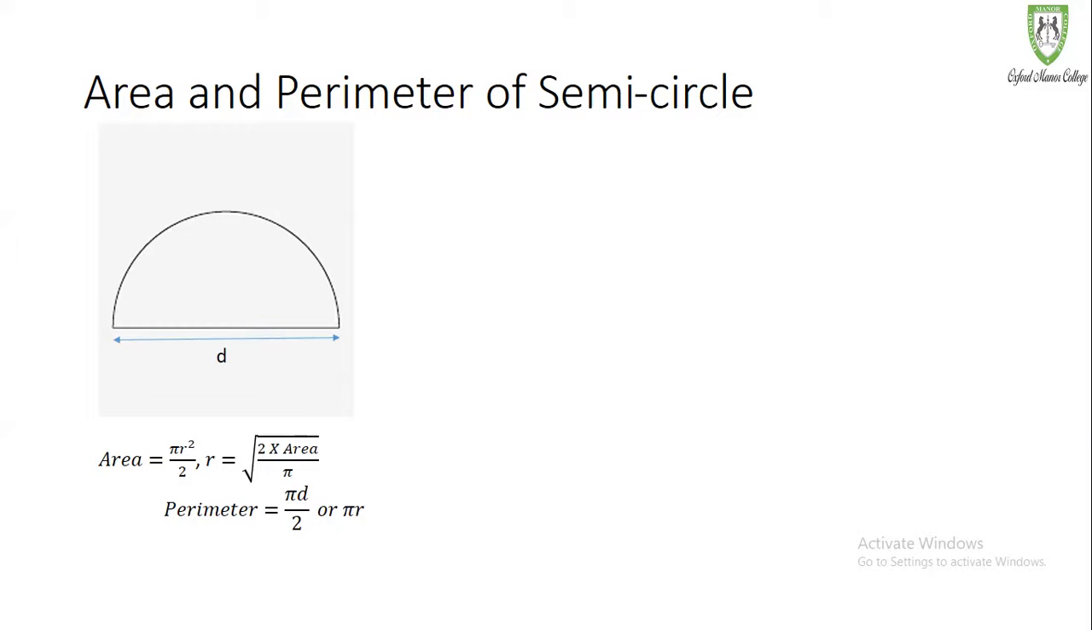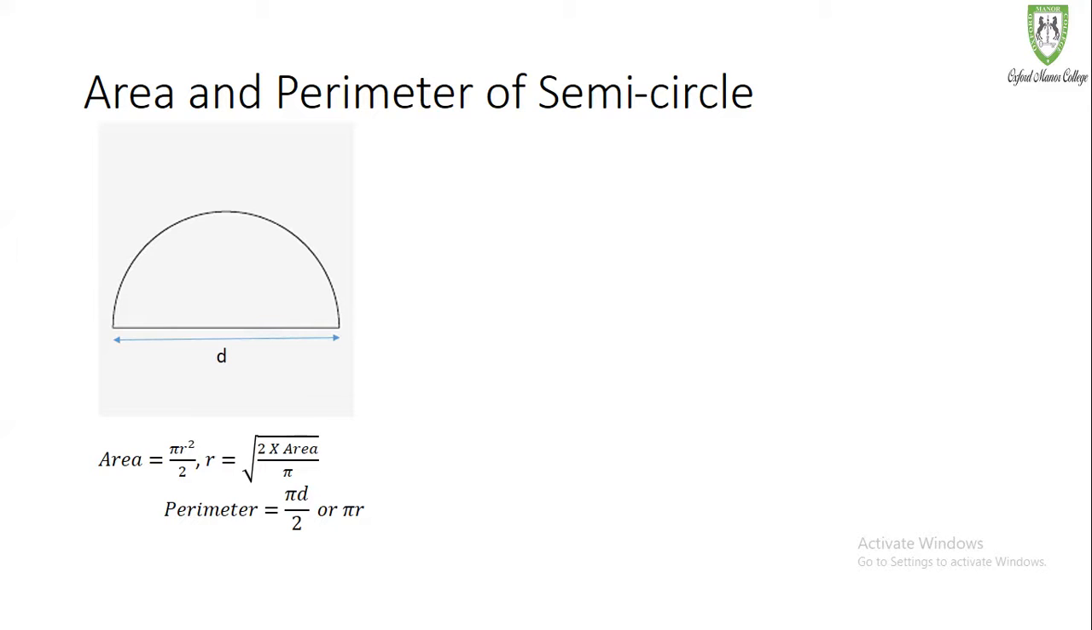Area and perimeter of semicircle. This is a semicircle when you divide the circle into 2 equal parts. So the area is the area of a circle divided by 2. And when you are looking for the radius, it is the square root of 2 times the area divided by pi. And the perimeter of a semicircle is the distance around this shape.